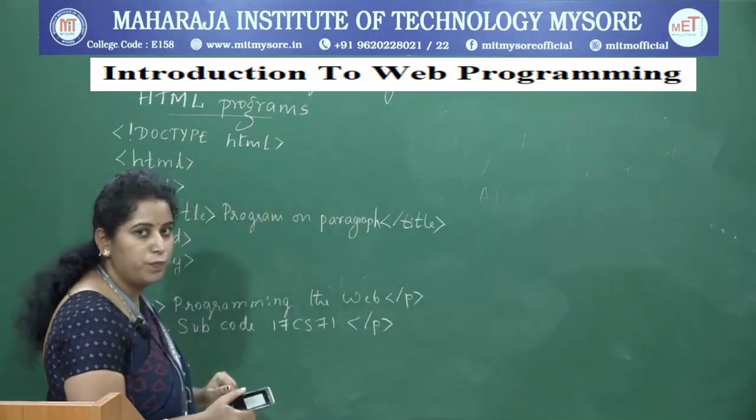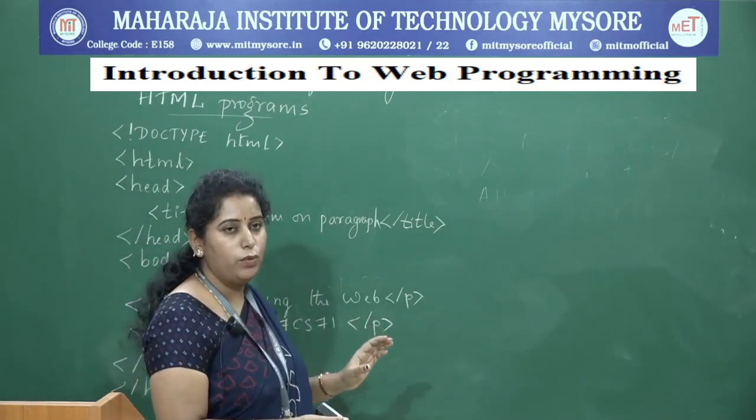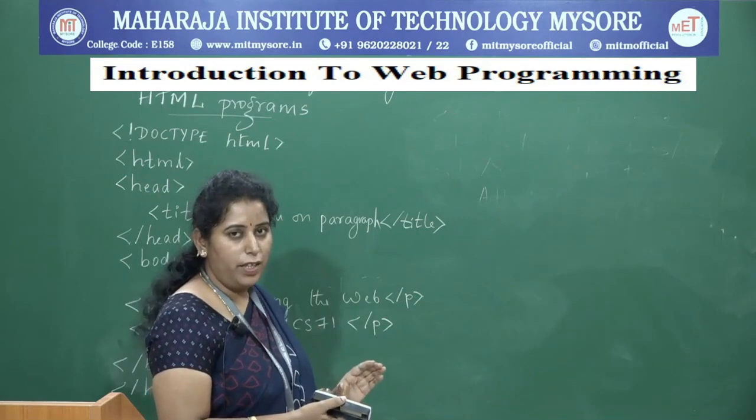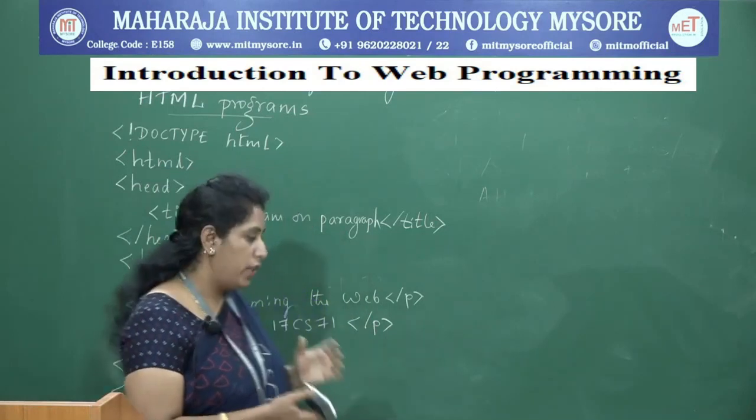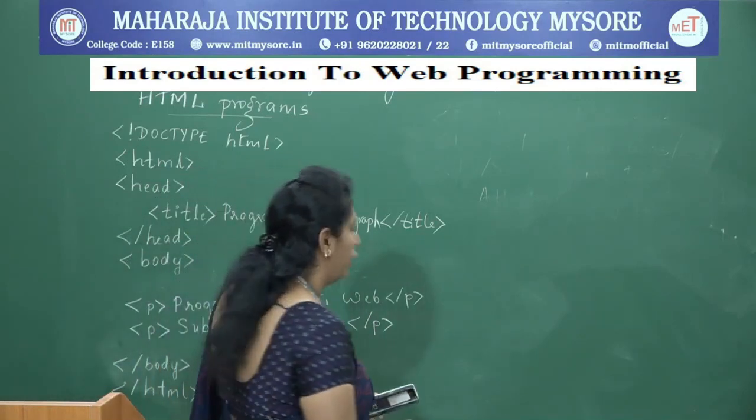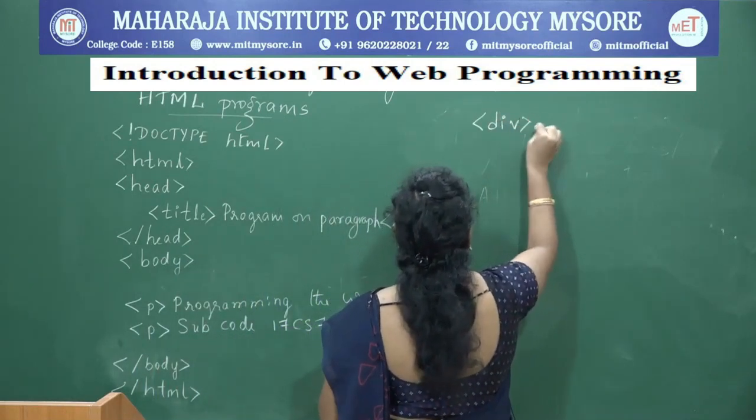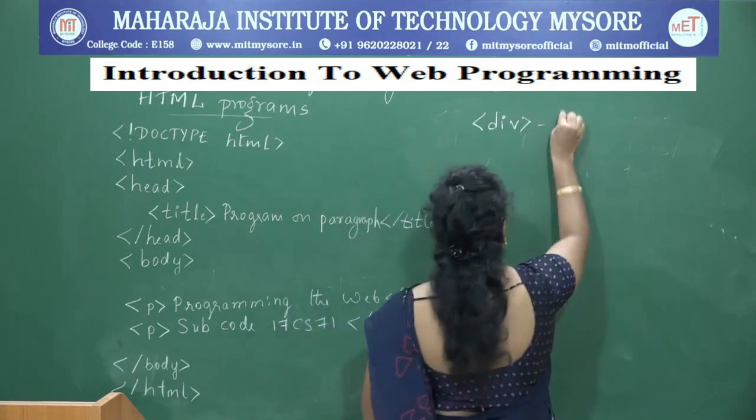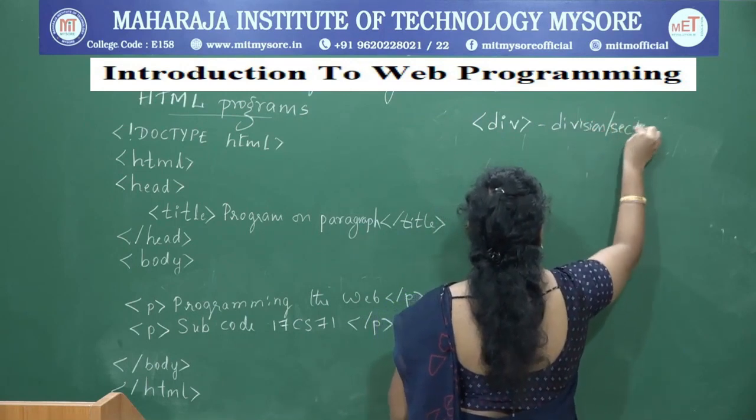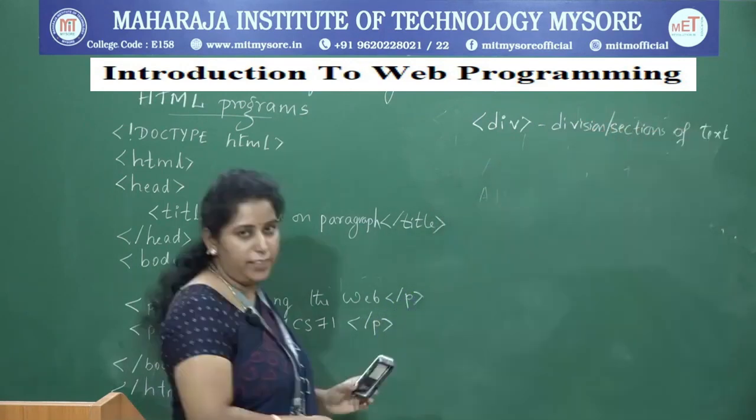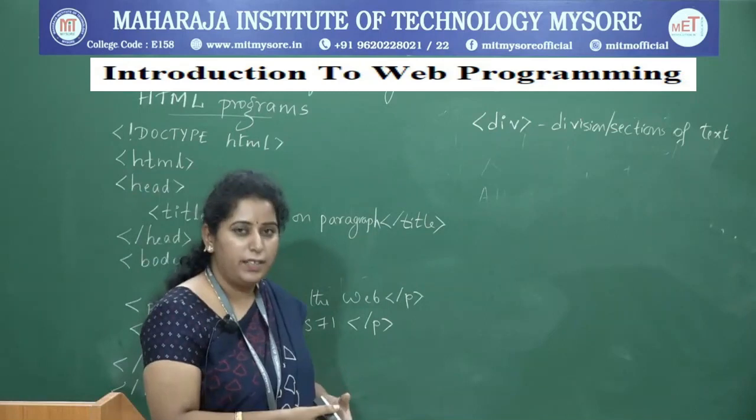Okay, so now I want to group this text into one text. It means that I want to form these paragraphs into one group. So it is available in HTML to group the text. That is a tag called div, which is used for division or sections of text. So this div tag is basically used for grouping the text.